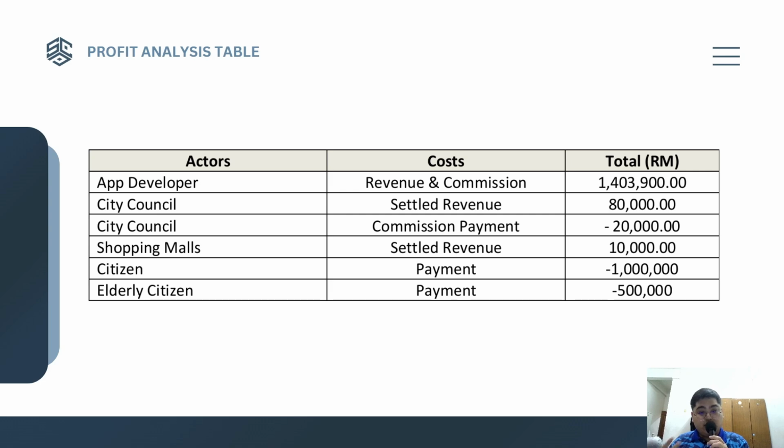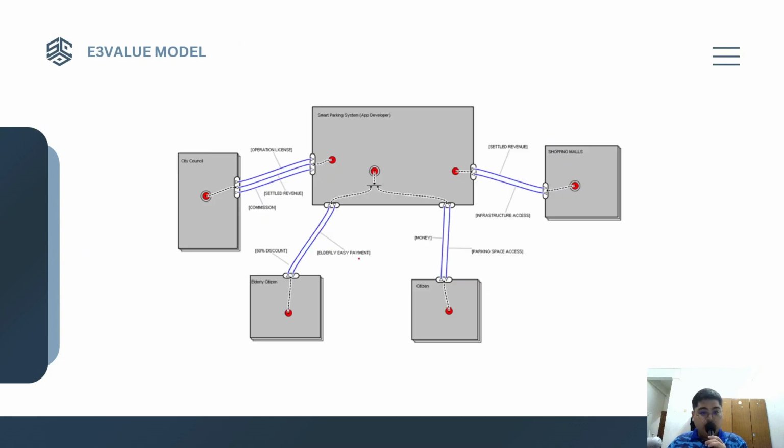The shopping mall settled revenue is 10,000 ringgit per year, whereas we assume citizens and elderly citizens visit a shopping mall in Kuching around 1 million times per year. The citizens will pay around 1 million ringgit per year, whereas the elderly citizens, we assume, pay 500,000 a year, which is half of the price normal citizens are paying. So this is the E3 value model.